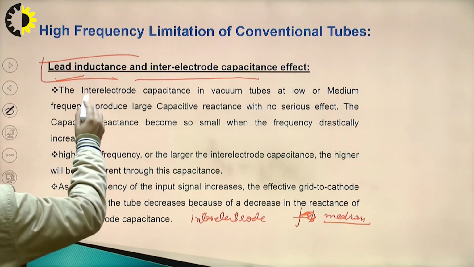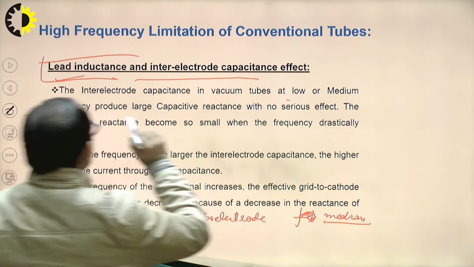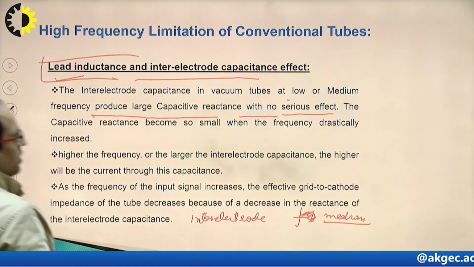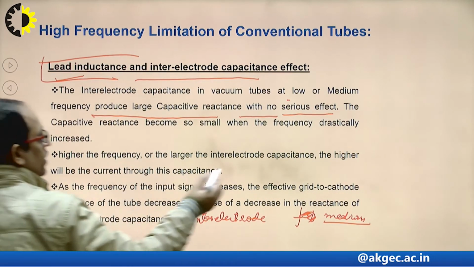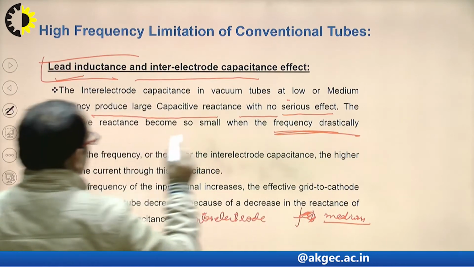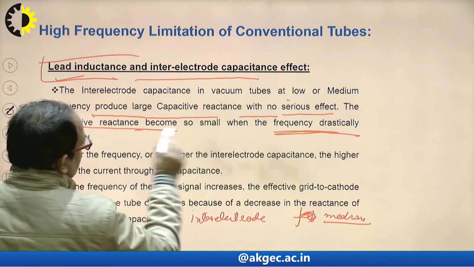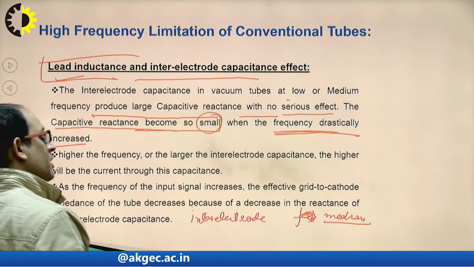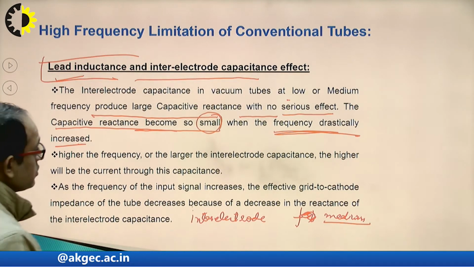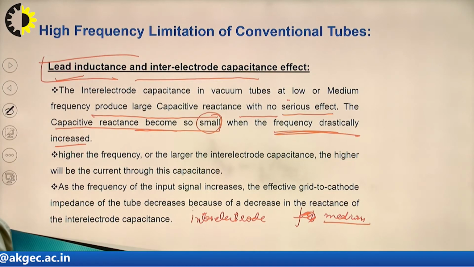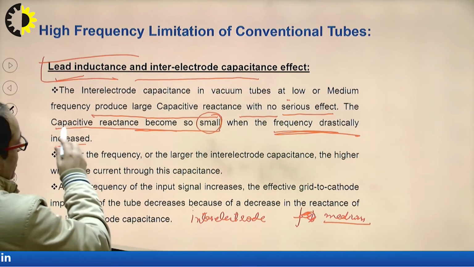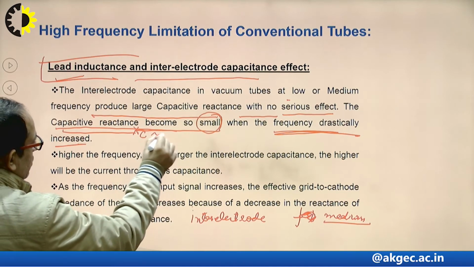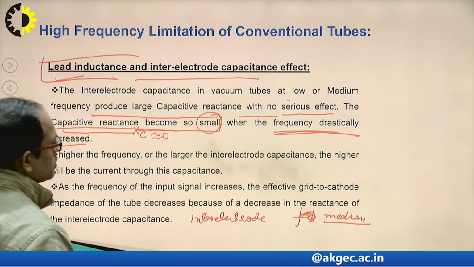So the inter-electrode capacitance at low or medium frequency provides a large capacitive reactance with no serious effect. But when the frequency is drastically increased, the capacitive reactance becomes very small. When it becomes very small, it means there will be a short signal. Okay? Capacitive reactance Xc will become almost equal to 0. Clear?